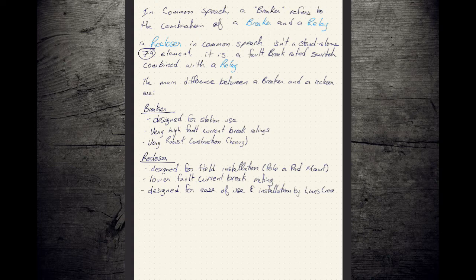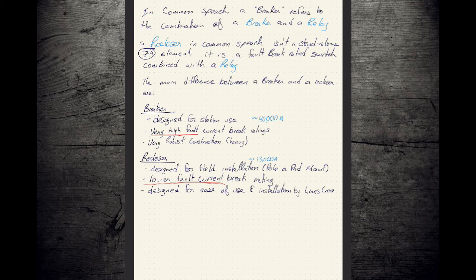The differences between a breaker and a recloser is in their fault break ratings. Fault break ratings on a breaker, very, very high. They're going to be a lot lower on a recloser. So this could be on the order of 40,000 amps, whereas this would be on the order of 13,000 amps, right? So much, much less in terms of fault breaking capability. But what you lose in fault breaking capability, you gain in compactness and lightweight.